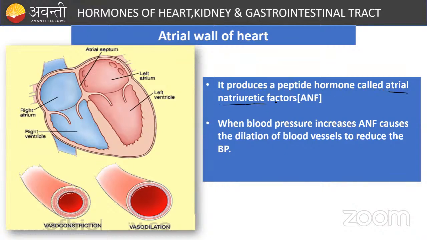atrial natriuretic factor. So when the blood pressure increases in the body, this ANF causes dilation of the blood vessels and it reduces your blood pressure. So the atrial wall of the heart secretes a hormone which is your atrial natriuretic factor, and its function is to dilate the blood vessels in order to reduce the blood pressure.